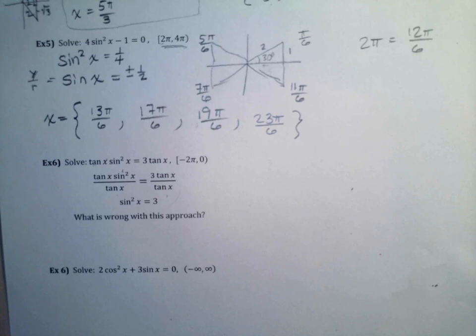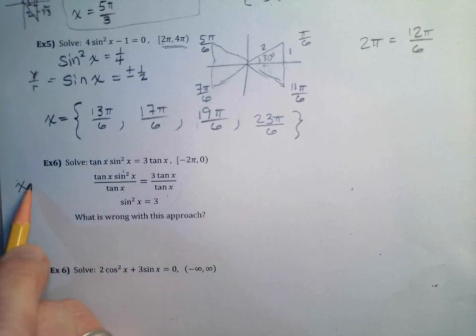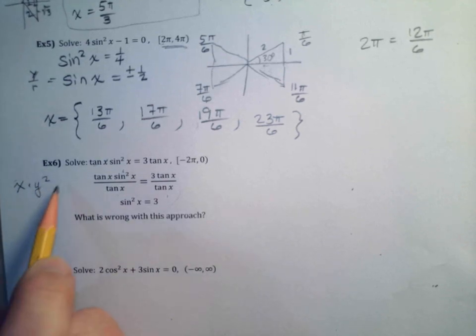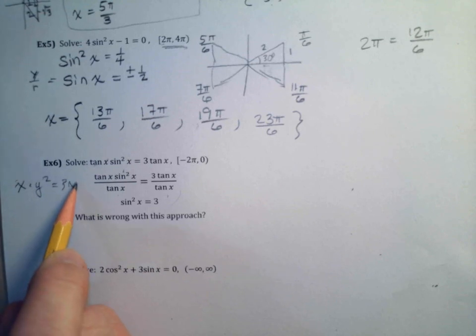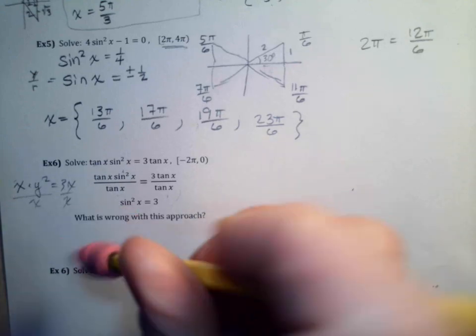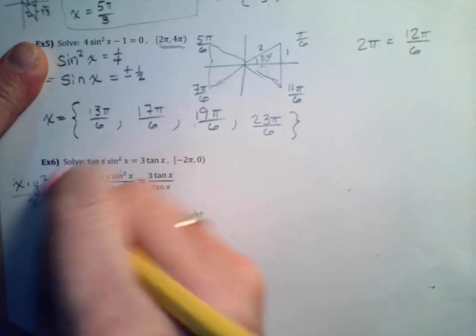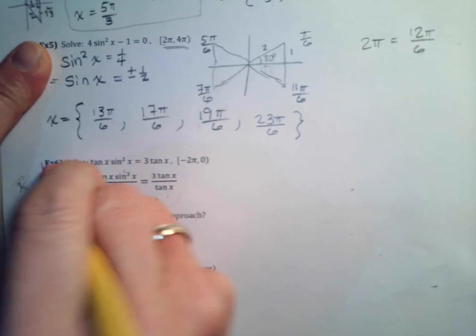So you can't really divide by one of these trig ratios, just like we couldn't divide by x. If this was x times y squared or something equals 3x, you can't divide by x, or you lose a solution when you do that. All right, so same kind of thing here. We can't divide by the trigonometric function.